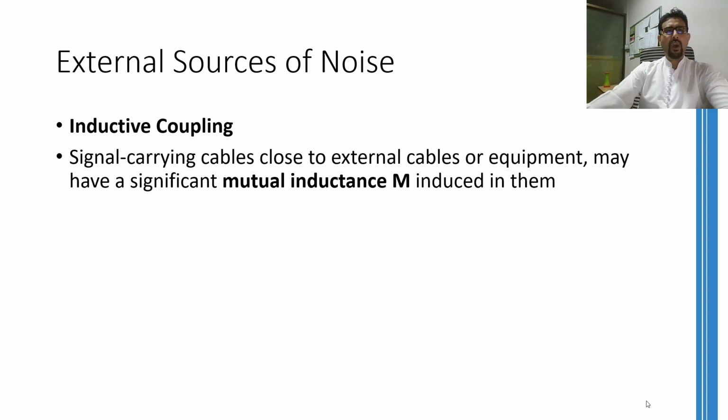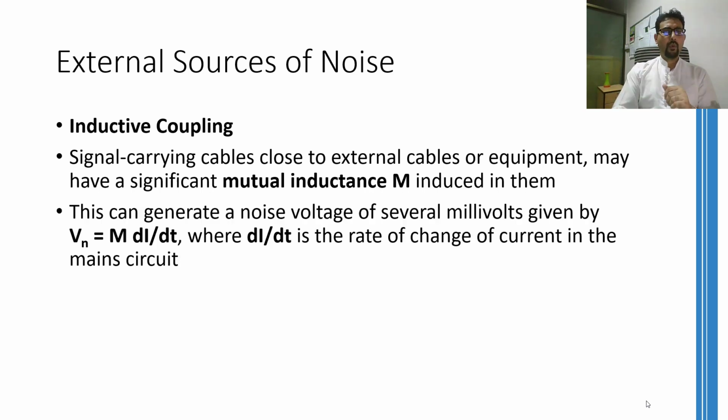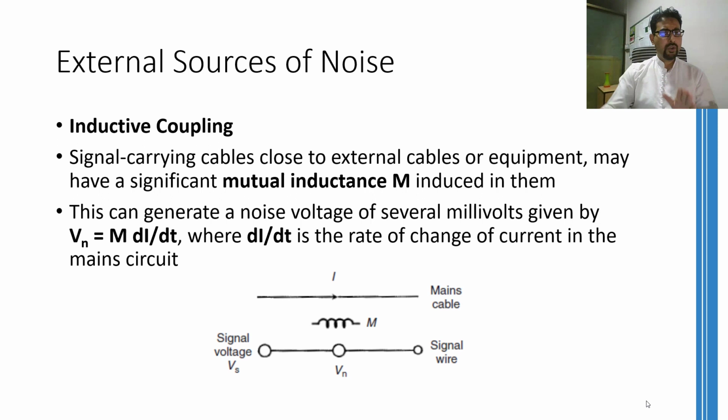In inductive coupling, the signal carrying wires become coupled with another electrical wire that is carrying some other signal or any other electrical supply. When the current is flowing in one wire, it may be induced through the principle of mutual induction into the other wire. You already know how this induction takes place. I've written the formula over here just for your reference. This kind of induction is of several millivolts, and hence if the signal which the sensor has generated was of the order of millivolts, it can be easily corrupted by this mutually induced unwanted signal or voltage.